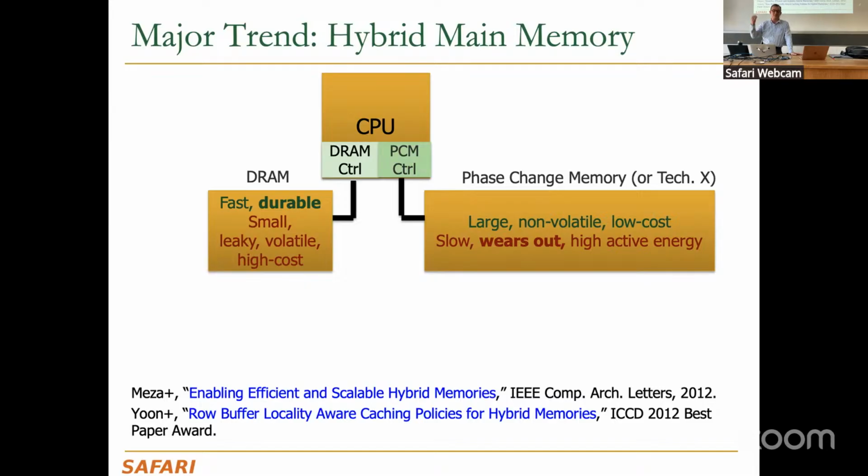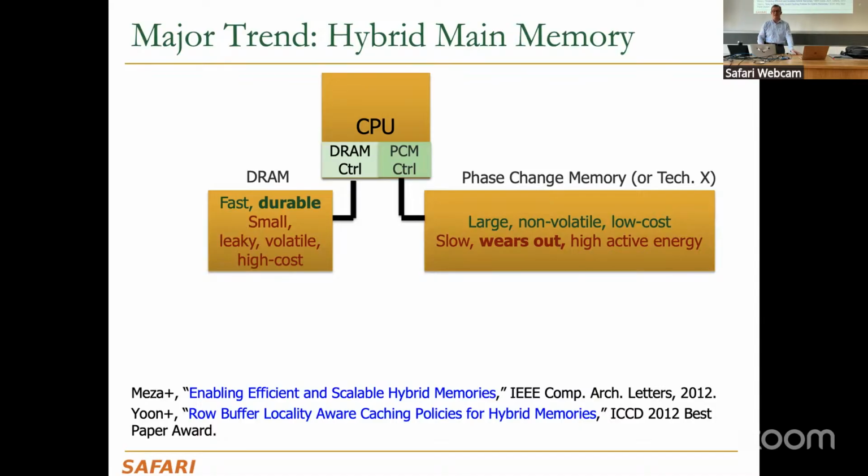So this is another example. You have something like DRAM that's very fast, relatively durable, but that is relatively small compared to a more scalable technology, let's say phase change memory. And that's leaky, that's volatile, that's probably high cost. Whereas phase change memory could be large, non-volatile, maybe lower cost, but it's also slow. It wears out. It has high energy, high active energy at least. It doesn't have refresh because it's non-volatile. So that energy goes away, but active energy is actually higher as we will see in the emerging memory technology sector. So it's just one example.